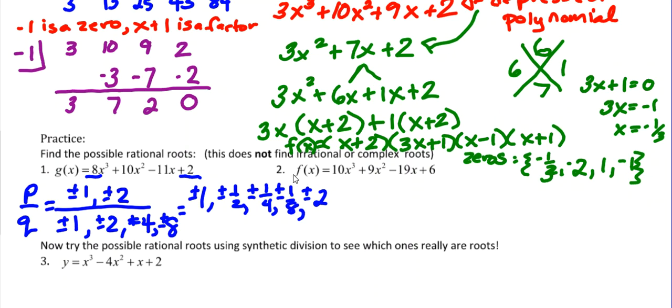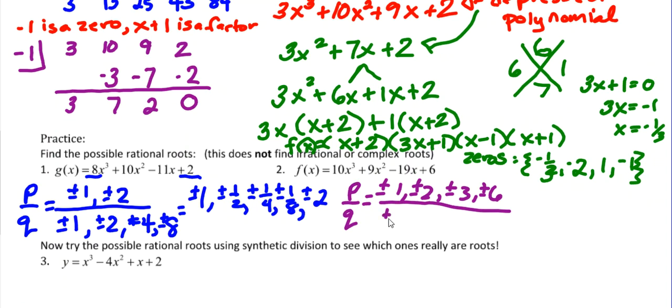Number 2 is actually a little bit longer, and I've already used up some of the space, but I'm going to do my best to fit it in there. So in problem 2, I have p over q, factors of 6: 1, plus or minus 2, plus or minus 3, plus or minus 6, and then factors of 10: plus or minus 1, 2, plus or minus 5, plus or minus 10. So that's a pretty long one. We have a lot of combinations here.